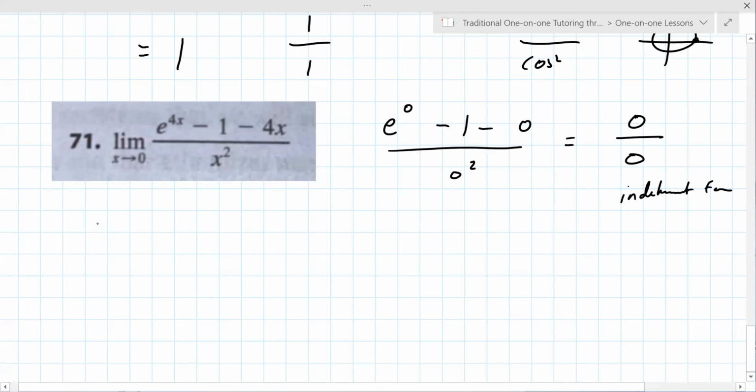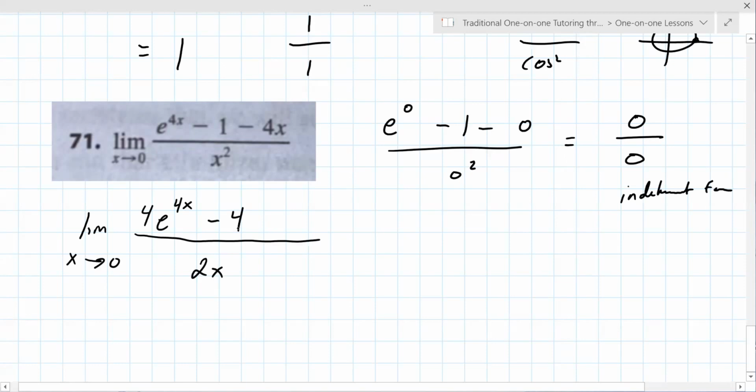So now, like a good calculus student, you're like, all right, I've got to take a derivative. Give me the derivative of the top, please. That'd be e to the 4x times 4, or 4e to the 4x. Yeah, okay. All right, anything else? Minus 4. Very good.